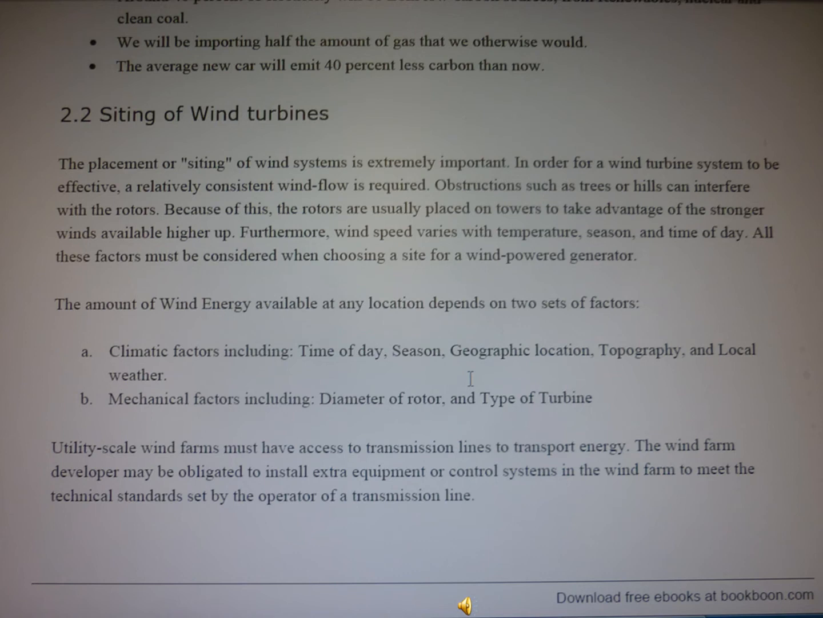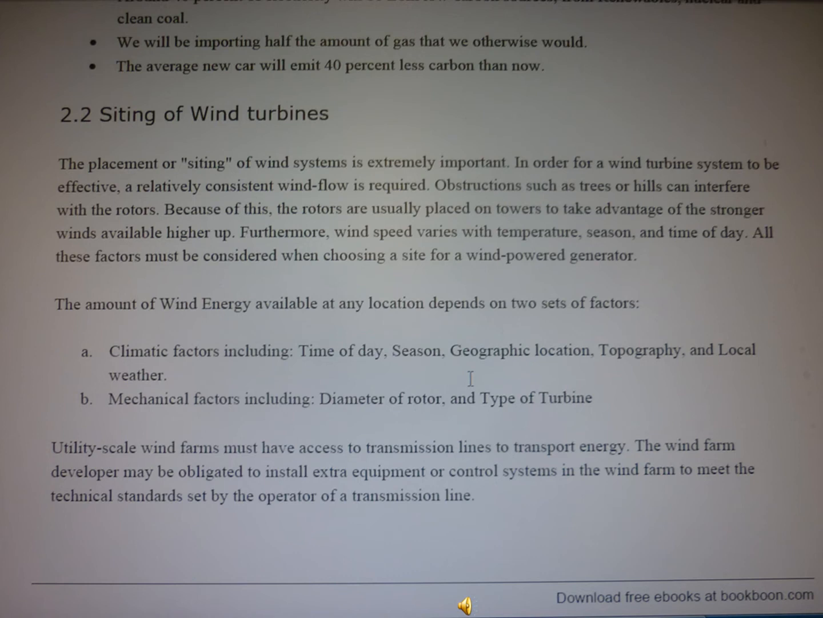Because of this, the rotors are usually placed on towers to take advantage of the stronger wind available higher up. Furthermore, wind speed varies with the temperature, season, and the time of the day. All these factors must be considered when choosing a site for the wind power generator.